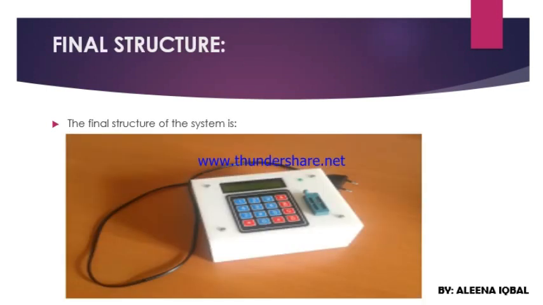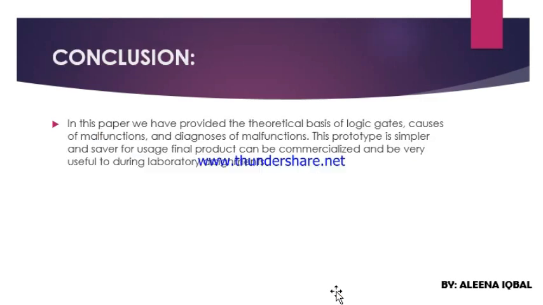Moving towards our next slide. Final structure. The final structure of the system is this. You can see this. Here is a keyboard, display screen, power supply, integrated circuit. Moving towards our next slide. Conclusion. In this paper, we have provided the theoretical basis of logic gates, causes of malfunctions, and diagnosis of malfunctions. This prototype is simpler and safer for usage. The final product can be commercialized and be very useful during laboratory assignments.